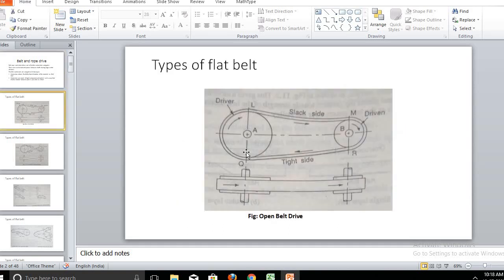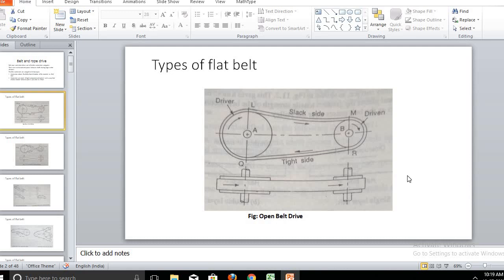These belts have some arrangement types, which we call open belt drive, cross belt drive, quarter turn belt drive, and belt drive with idler pulley. There are also cone pulley drives, fast and loose pulley drive, and compound belt drive. Such belt drives are used for power transmission from one location to another, for different arrangements or different purposes. So first we go to the open belt drive.